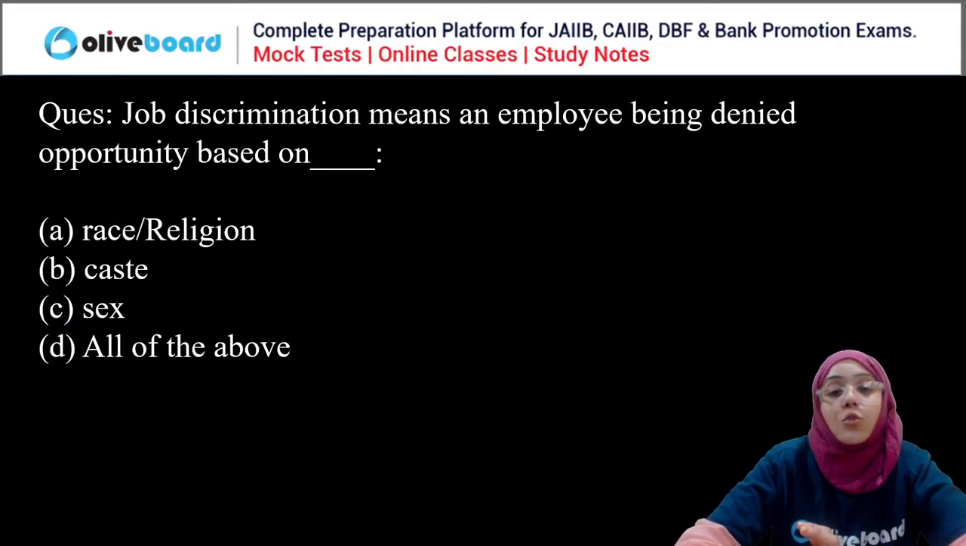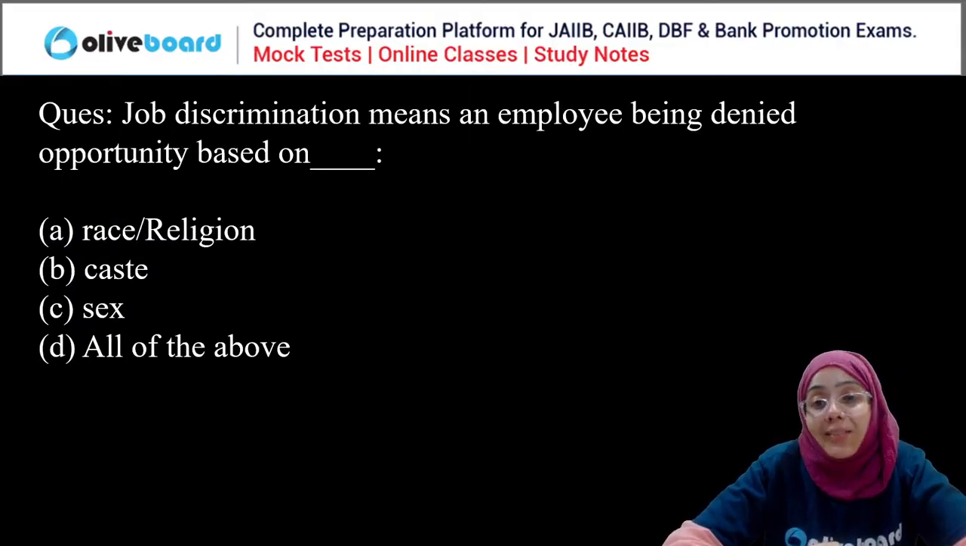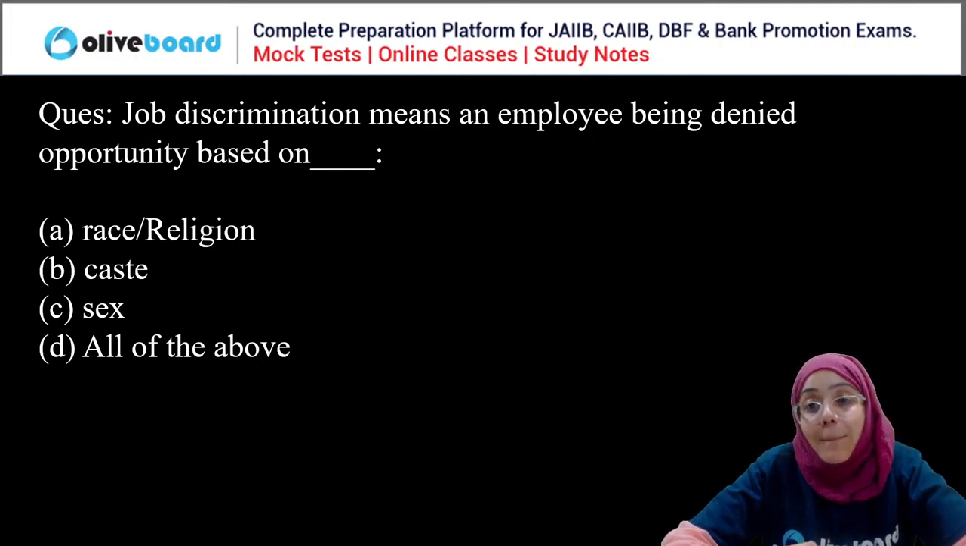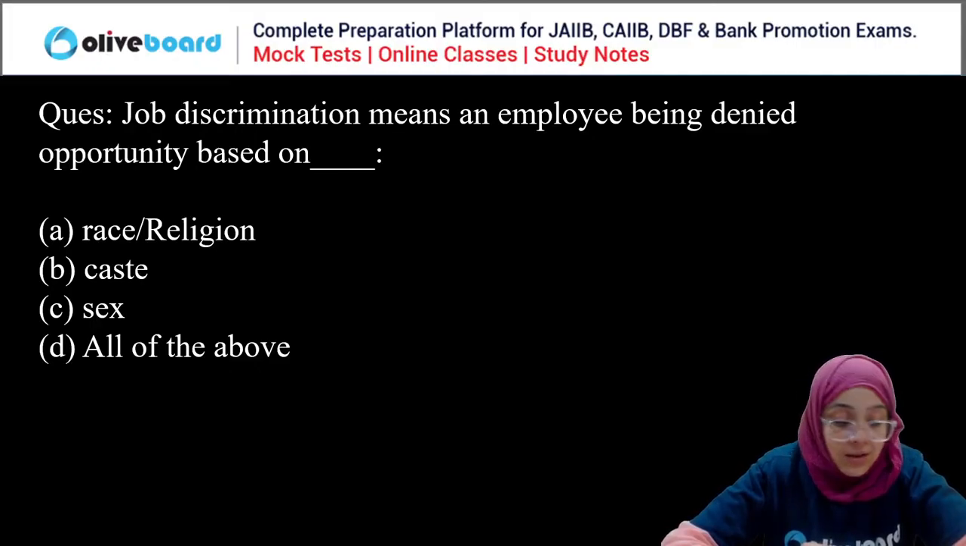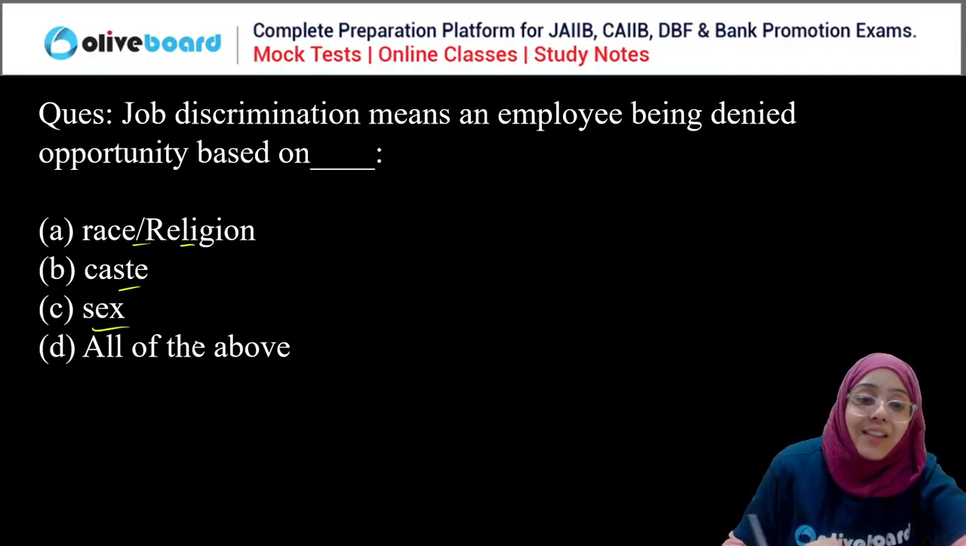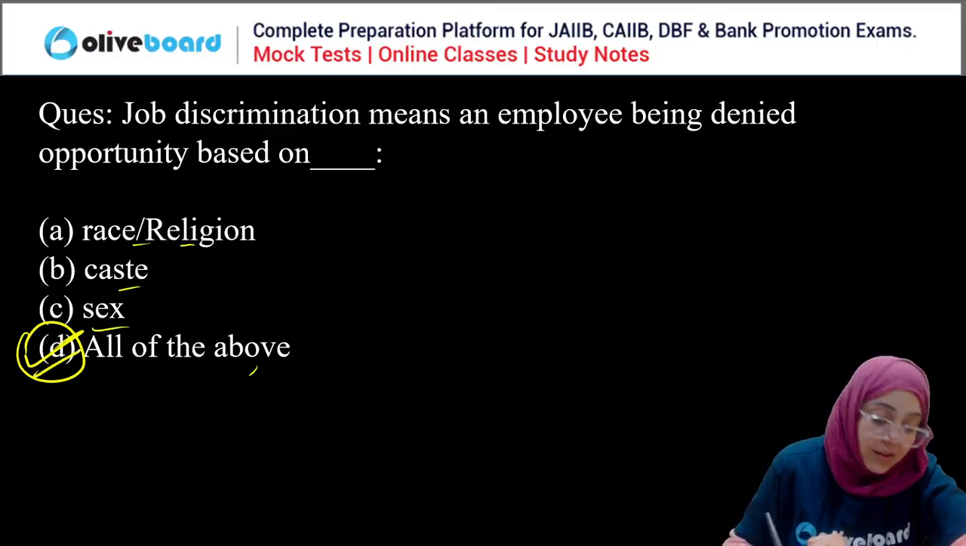Okay. Next question. Job discrimination means people or employees being denied opportunity on the basis of race, caste, sex, or all of the above. Job discrimination means employees being denied opportunity based on dash. Obviously, race, religion, caste, sex, and all of the above. D is the correct answer.